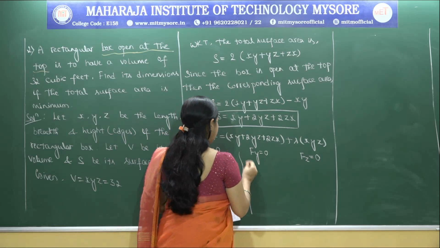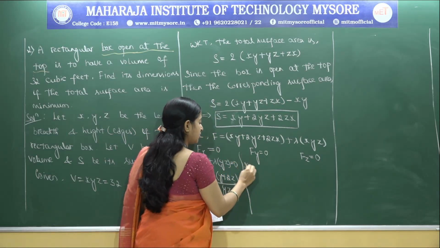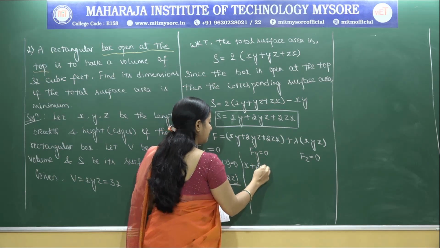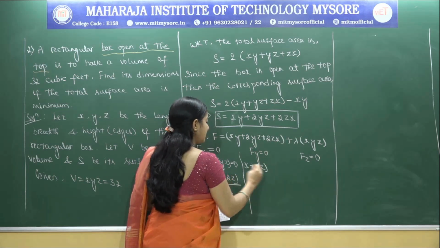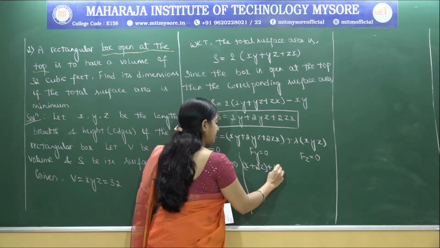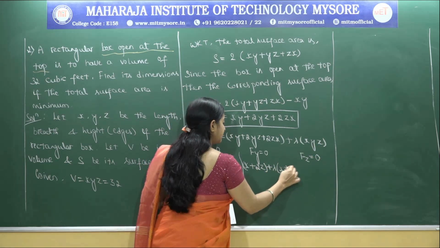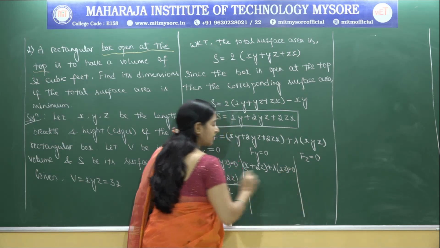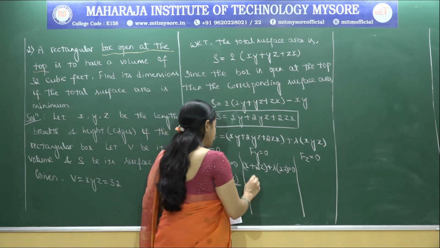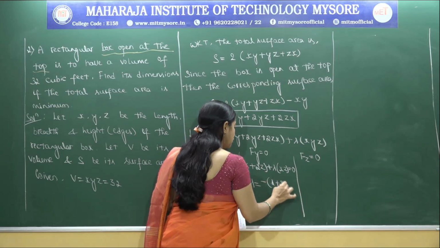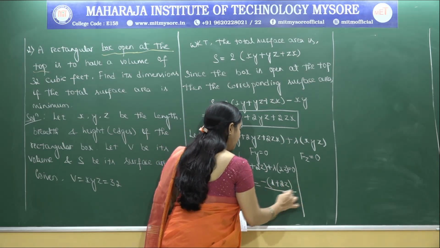Similarly, for the second part, with respect to y, you have to take the differentiation. X plus, here the y differentiation of y gives 1, and you will get 2z. Here the differentiation of z and x is 0, plus lambda times, with respect to y, you will get xz equals 0. This is the second part. So using this, you can write lambda equals minus (x plus 2z) divided by xz.